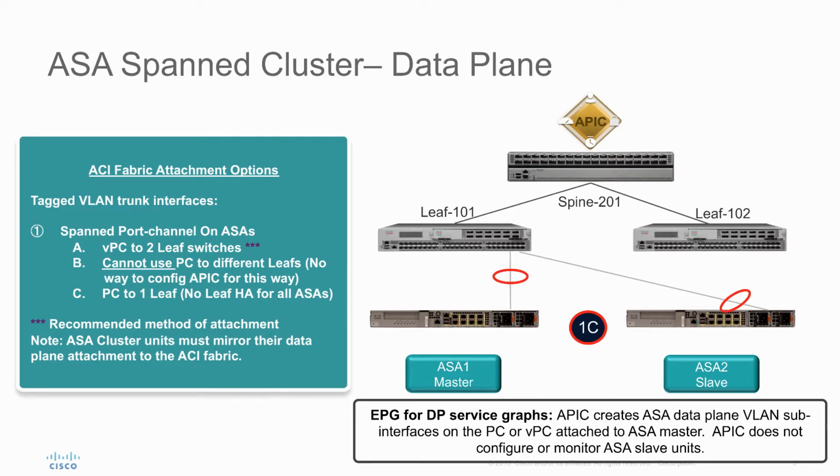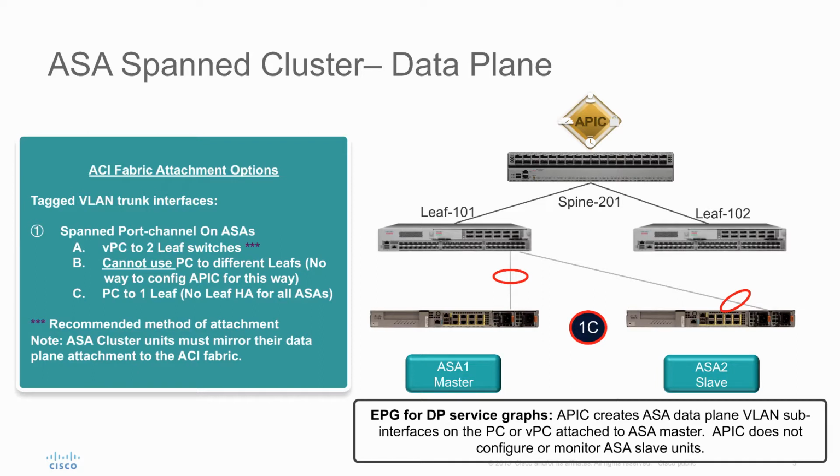We can, however, attach each of the ASA units to a single leaf switch and have that single port channel there be spanned from the ASA appliances, and also coming into that single port channel on that leaf 101, as you see here. This particular deployment does not provide us leaf redundancy itself.